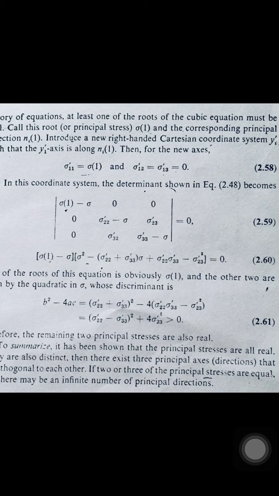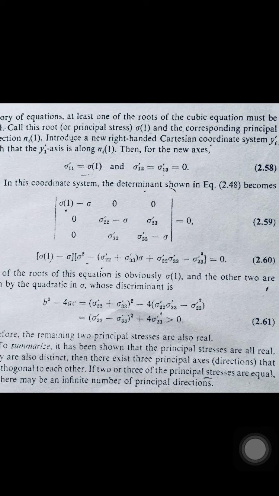To summarize, it has been shown that the principal stresses are all real, and if they are also distinct, then there exist three principal axes that are orthogonal to each other, which we saw in the first theorem. The problem arises when they are not distinct, when they are equal.